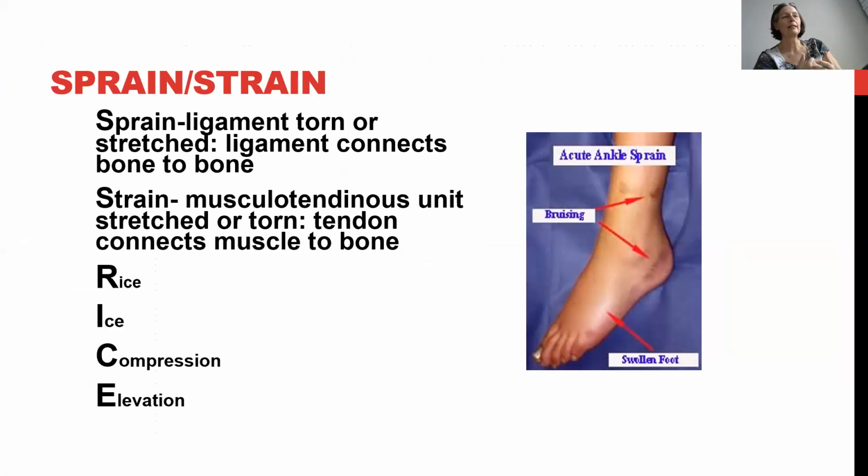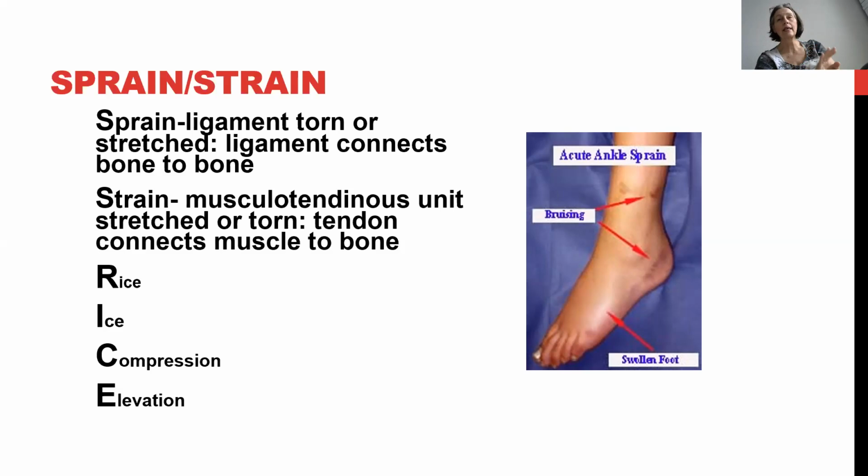A sprain is technically a ligament that is torn or stretched. Ligaments, as you know, connect bone to bone, whereas tendons connect muscle to bone. So a strain is when the muscular tendinous unit is actually stretched or torn. So there's a difference, one ligament, one tendon. But the treatment initially for both is the same. We start treating with RICE: rest, ice, compression, and elevation.